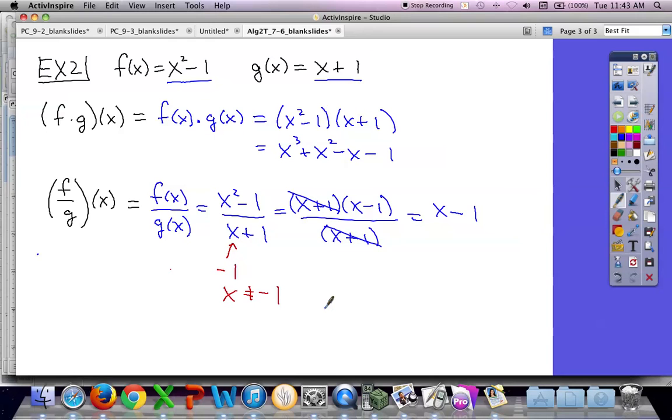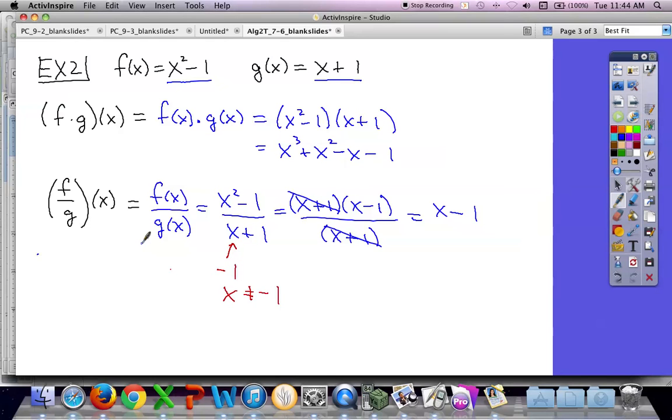So we should simplify if we can. A lot of times at this step, you can't simplify, so you don't. But if you can, you have to. And in this case, x squared minus 1 should have been recognized pretty easily as something we could factor. And look what happened. We were able to factor out the denominator.